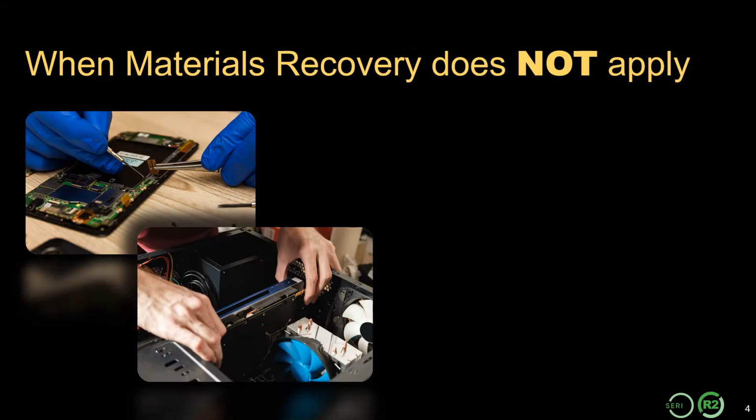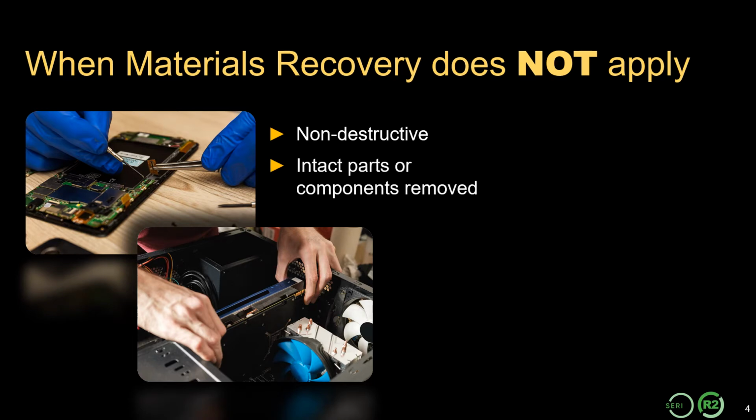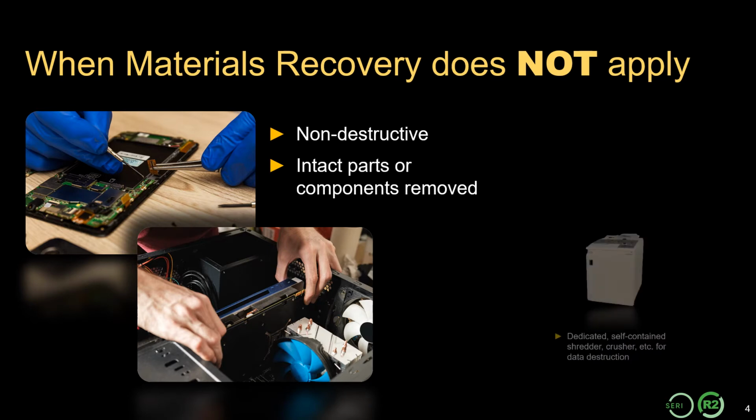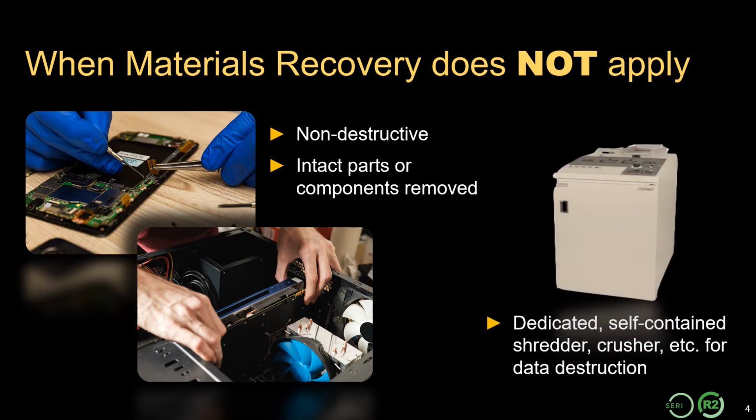It's important to note that there are some specific processing activities where Appendix E, Materials Recovery Certification, is not required. First, any non-destructive demanufacturing, parts harvesting, and repair processes where intact parts or components are removed or disassembled are not considered materials recovery and do not require certification under Appendix E. Second, Appendix E does not apply to use of dedicated self-contained hard drive shredders, chip crushers, hard drive presses, etc., that are used for the purpose of data destruction under Appendix B or Core Requirement 7.